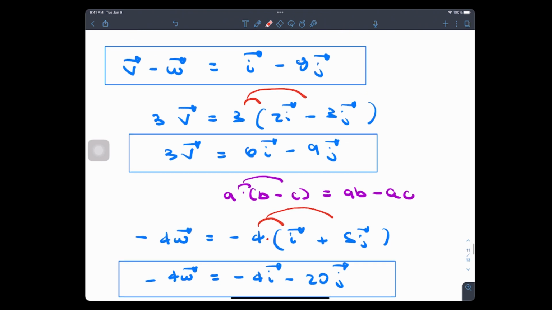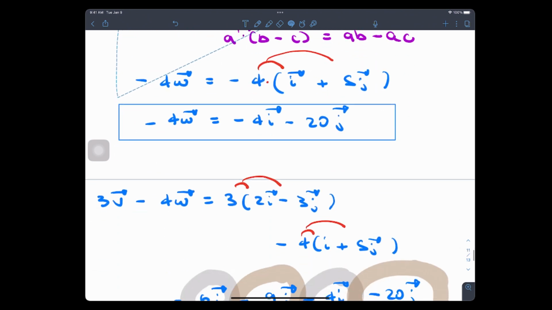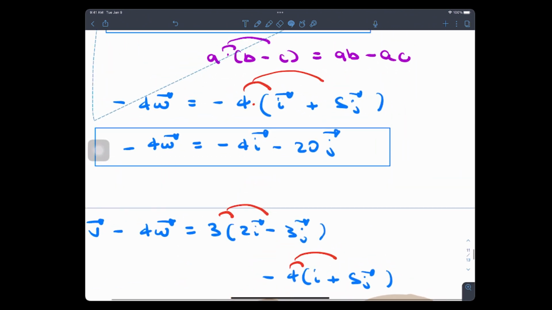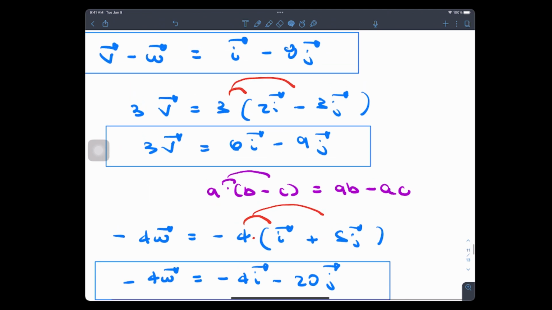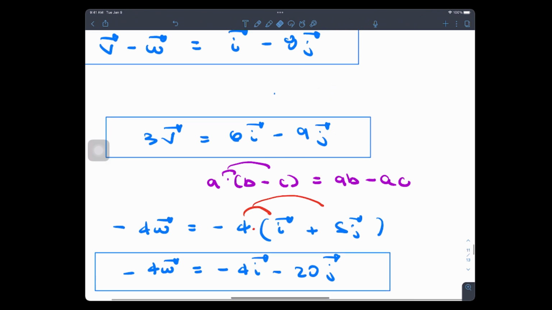So you can do the same thing, in all honesty, for all these others. If I go try to erase some of the work we did because it's in our notes, you can find the magnitude and direction of all of these.